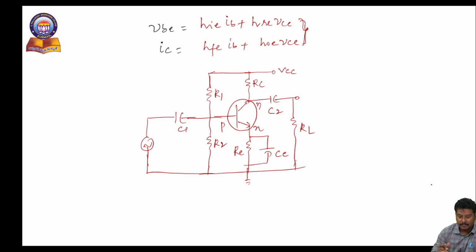Now I have to convert this circuit into the AC equivalent model. To convert the circuit into the AC equivalent or hybrid model for a given practical circuit, we have to follow two conditions. The first condition is: are there any DC sources in the practical circuit? We have to make them 0, so that all DC sources are grounded.